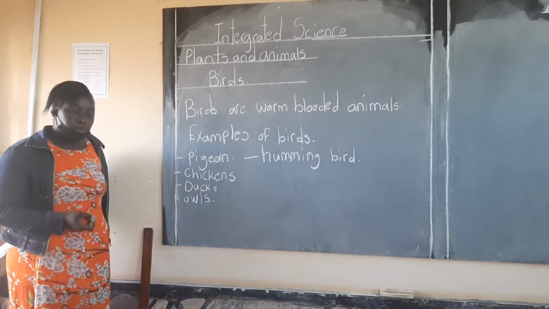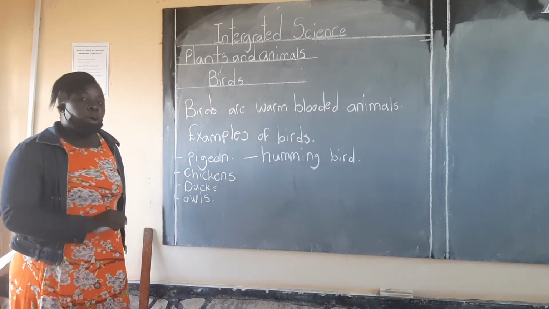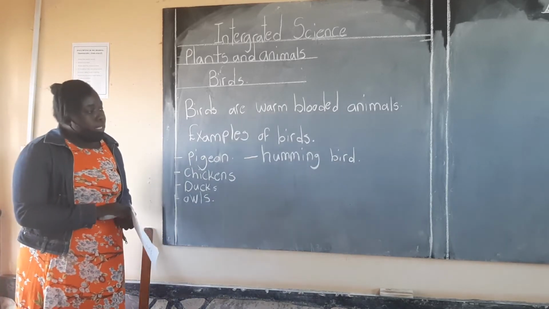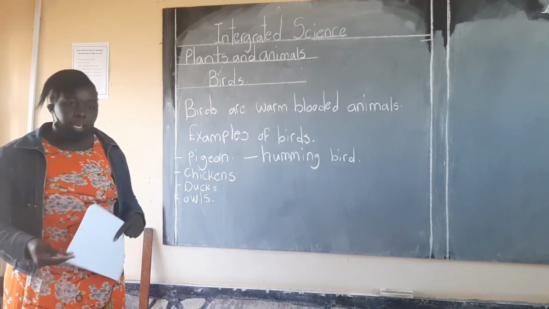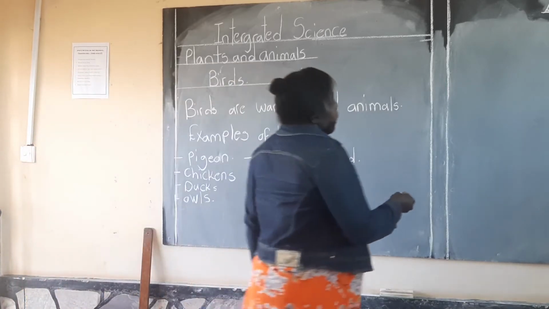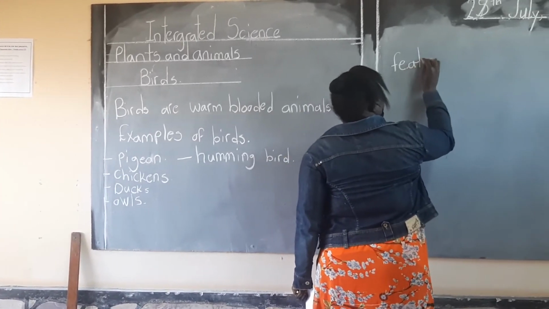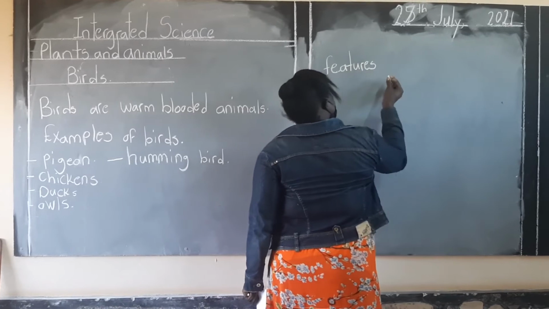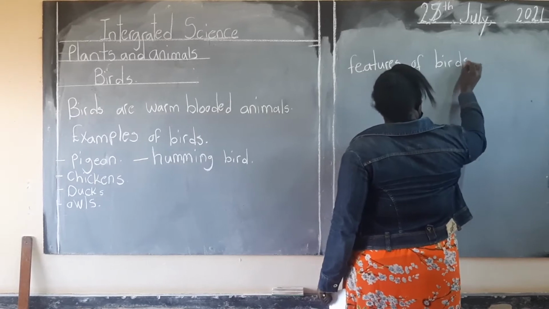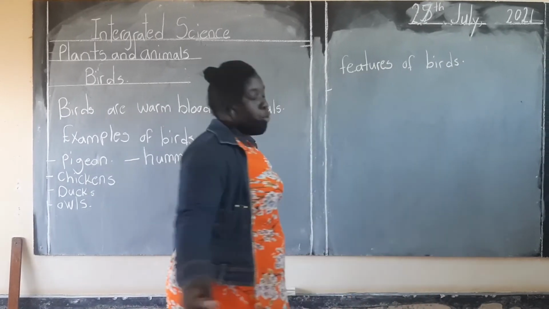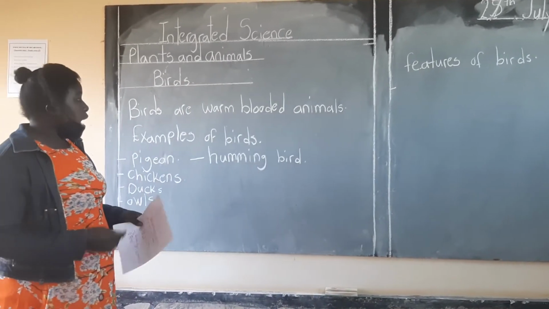Remember, we have many types of birds, but these are just some of the examples of birds. Now let us look at the characteristics of birds, the features of birds, how they appear, how they look. So I'm sure that we are all familiar with birds such as chicken. When you look at a chicken, how can you describe it?